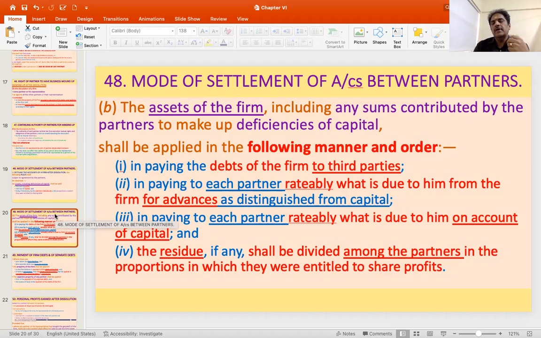So first losses, second assets. Losses should be paid out of the profits, then out of capital, and third out of the contribution made by the partners in the proportion in which they are receiving their profits. Then the assets of the firm: first they have to be used for paying out the third parties. Second, for paying out the advances given by the partners. Third, for paying out the capital contributed by the partners. And lastly, the residue is distributed among the partners in the proportion in which they are sharing their profits as per the agreement.